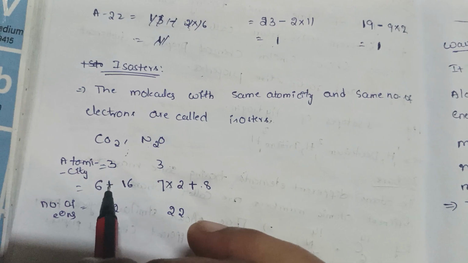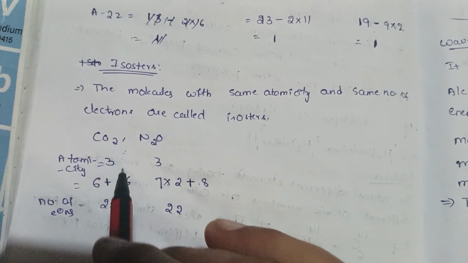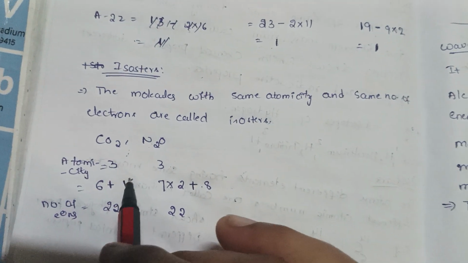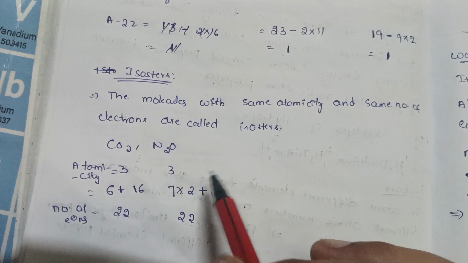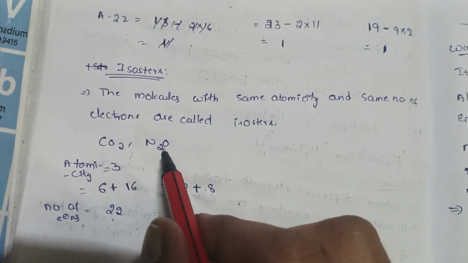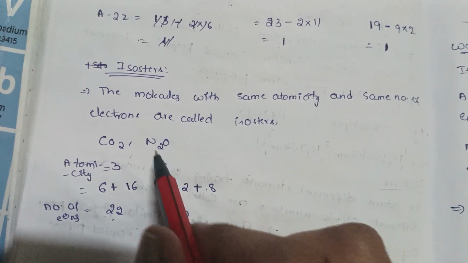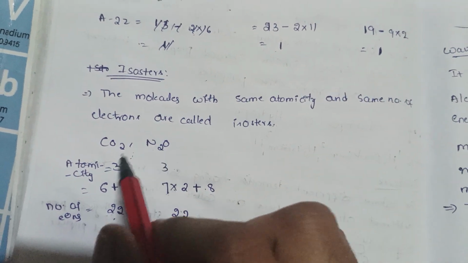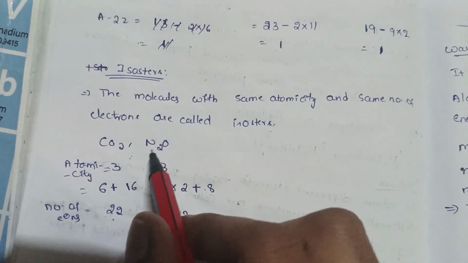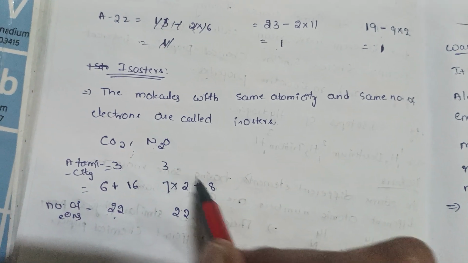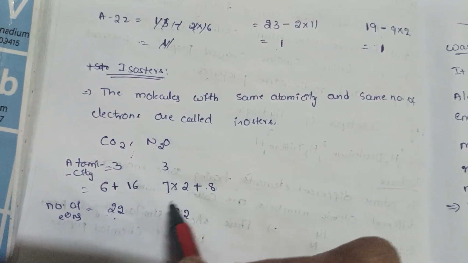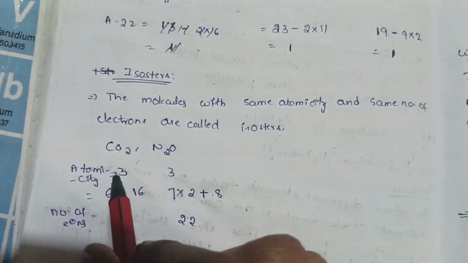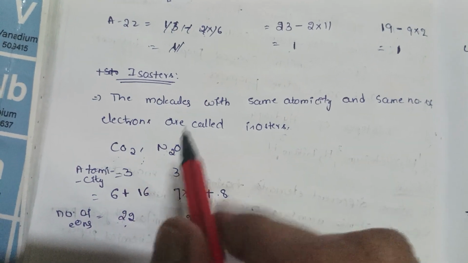Carbon 6 and oxygen 8 into 2. Here 2 oxygen atoms are there, so 16. We got 22. Here for nitrogen, atomic number is 7. 2 nitrogen atoms are present, so 7 into 2 plus 8 for oxygen. We got a total of 22 electrons for both CO2 and N2O. These two are isosters.